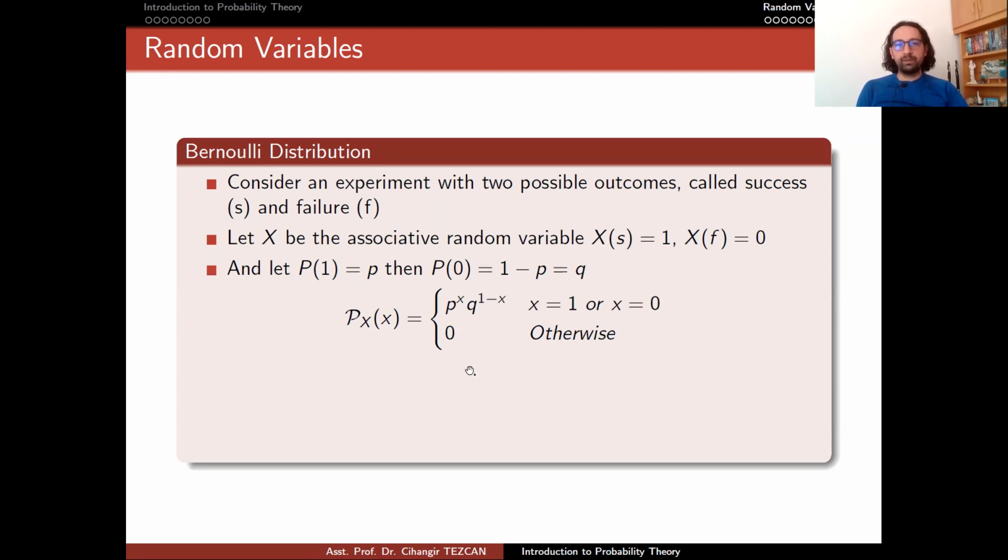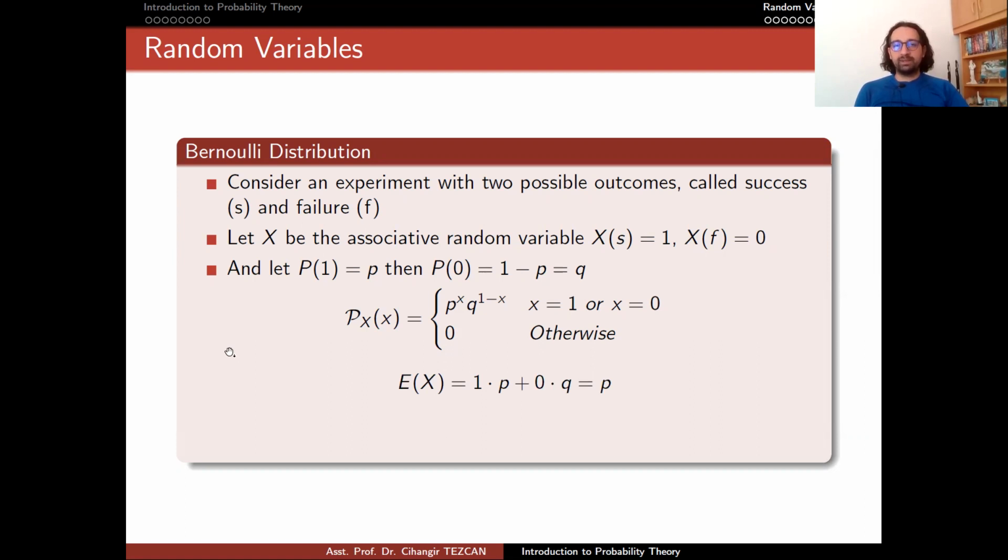So it can be defined like this. The probability density function is defined as P to the power X times Q to the power 1 minus X, where X is either 1 or 0. So it's either P or Q, in other words. And of course, you cannot observe any other value, so the probability of observing anything else is 0.